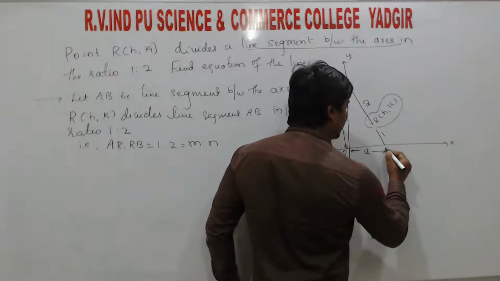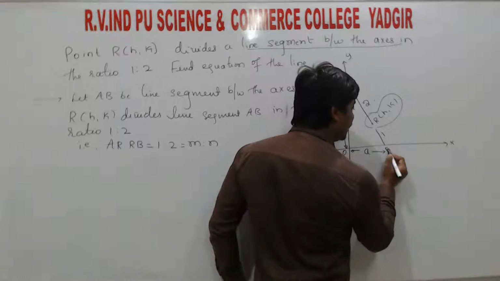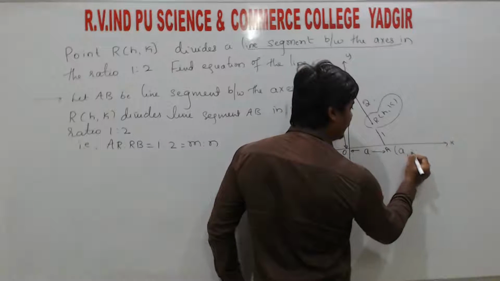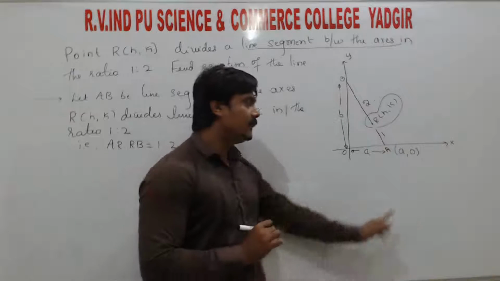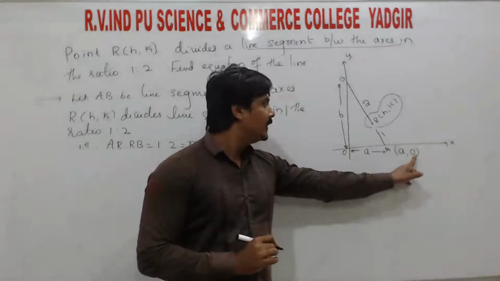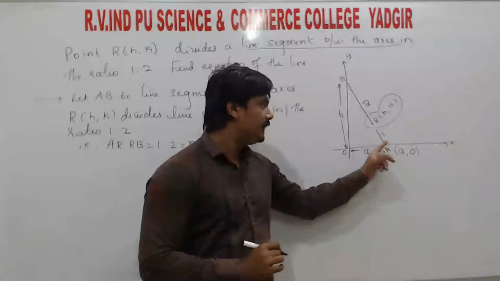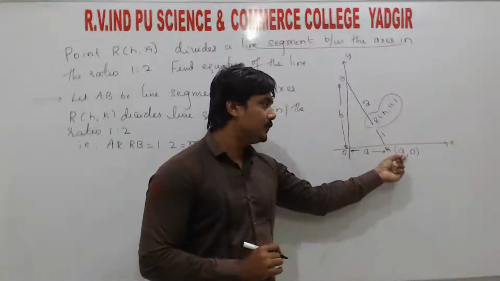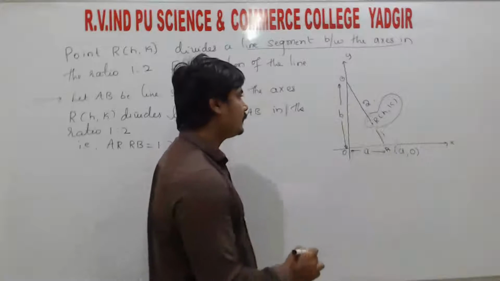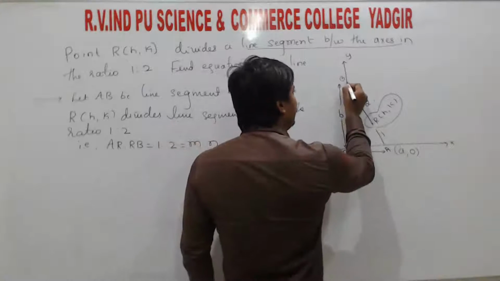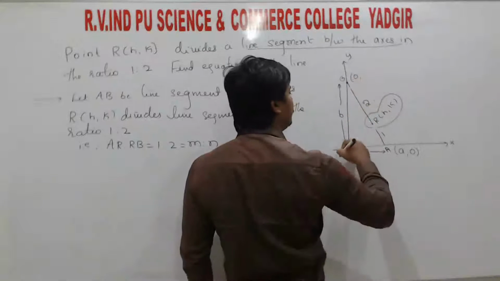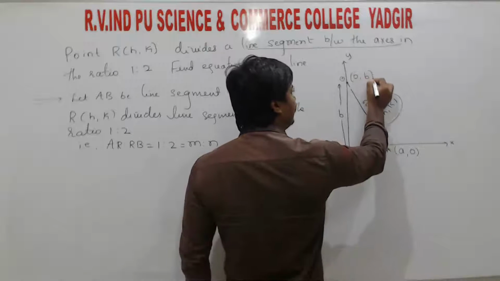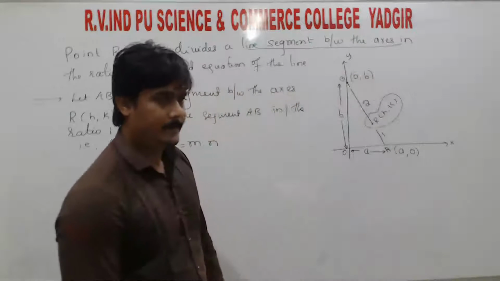For that, can you tell me what will be the coordinates of point A? It is (a, 0), because point A lies on the x-axis, so the y coordinate becomes 0. And the x coordinate of point A is the distance OA with proper sign, that is +a. Similarly, point B lies on what? The y-axis, hence its x coordinate will be 0 and y coordinate will be b.